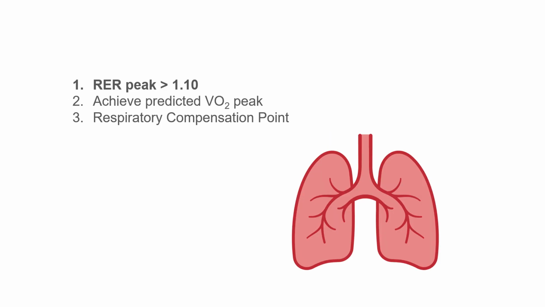Pulmonary markers of a patient's effort include their respiratory exchange ratio. If the peak is greater than 1.1, it typically signifies that they made adequate effort. We can also look to see if they achieved their predicted VO2 peak and for the presence of a respiratory compensation point. The respiratory exchange ratio peak greater than 1.1 is bolded because this is a widely used measure of effort, while values can vary.